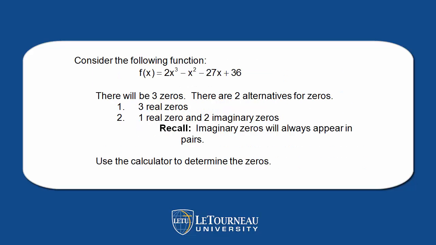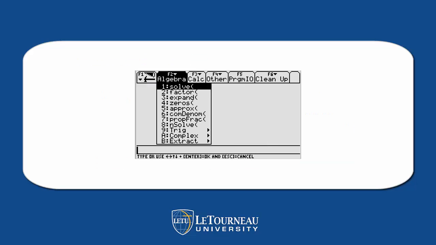So let's consider the following function: 2x cubed minus x squared, etc. There will be 3 zeros. There are 2 alternatives. 1, we could have 3 real zeros. 2, we could have 1 real zero and 2 imaginary. Let's use the calculator to determine the zeros.